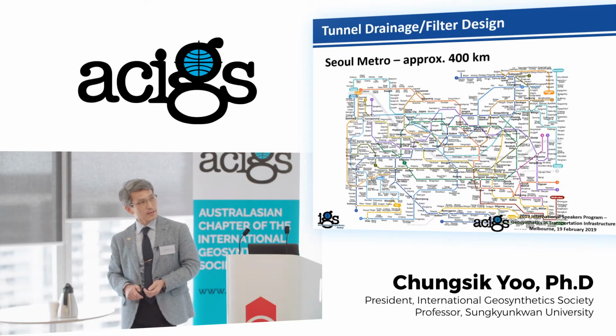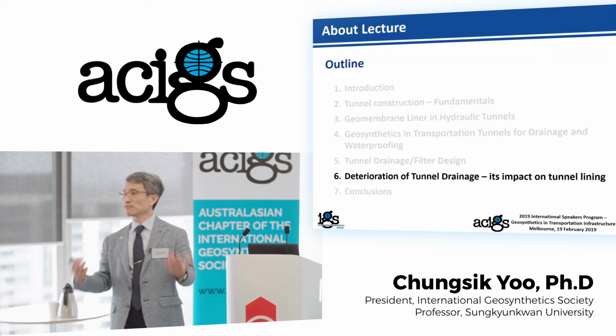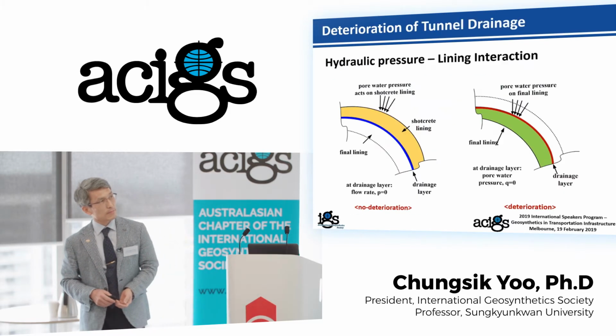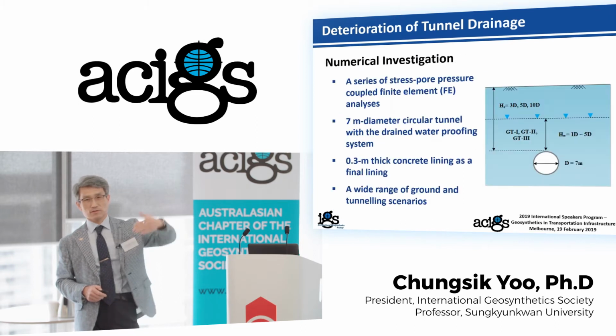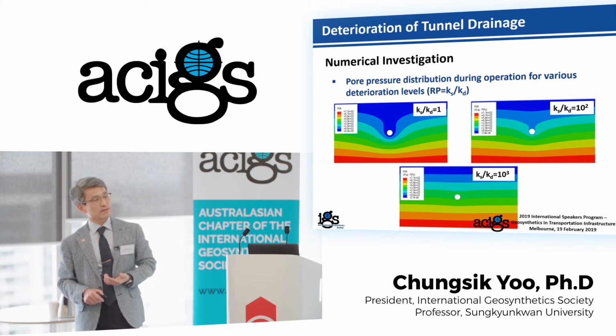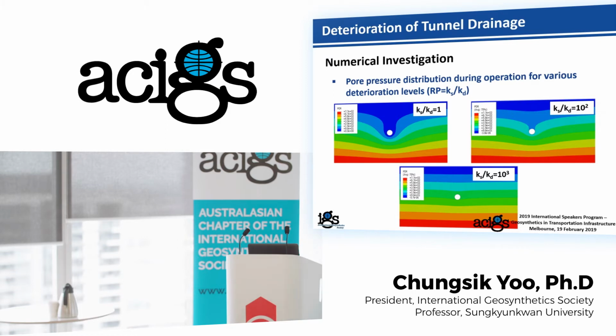So what happens if we have a deteriorated drainage system? Let me just jump over to that. This is an analysis. This is the drained waterproofing system when it works well. Hydraulic pressure on the tunnel is almost 0. As the drainage system deteriorates, you can see that water pressure builds up behind the tunnel lining. This is completely clogged.